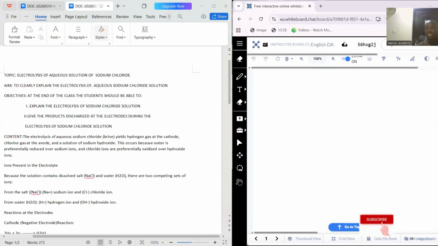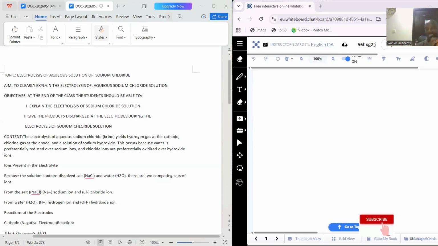I also have objectives outlined for today's class. At the end of this class, the student should be able to: 1, explain the electrolysis of sodium chloride solution; and 2, give the products discharged at the electrodes during the electrolysis of sodium chloride solution. All right, now that I have stated the aims and objectives for this class, I start the class proper.